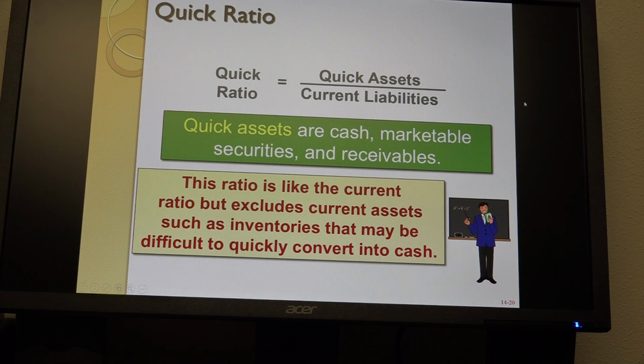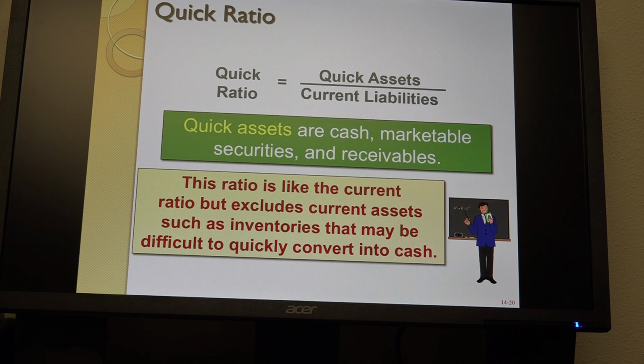Now, the thing about the current ratio is that some of the components of current assets are not very liquid. Remember what you have in current assets. You've got cash and marketable securities, all highly liquid. You've got accounts receivable, not as liquid, but still a pretty good expectation of turning that into cash. So those three things are usually pretty liquid.